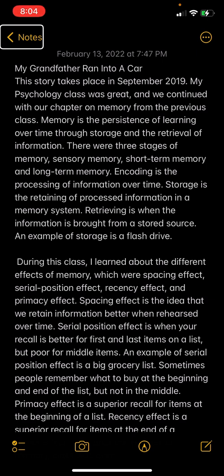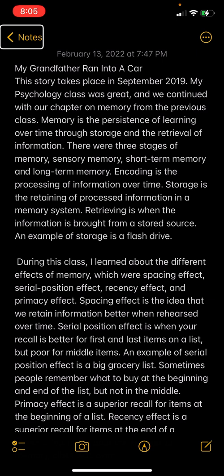And after they explained that, they went on to explain encoding. Basically, encoding is the processing of information. Storage is the retaining of processed information into a storage system. And retrieval is when information is pulled from a stored source. And an example of a stored source, according to my psychology book, and also my teacher, Mrs. Grebe, is a USB flash drive. That is the example that they gave us.